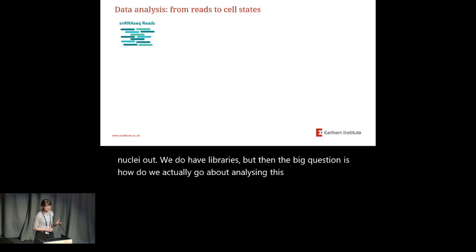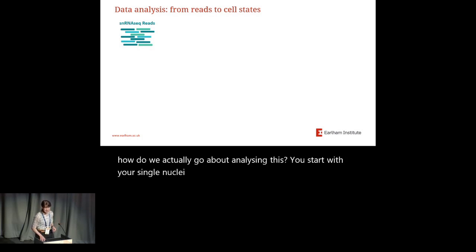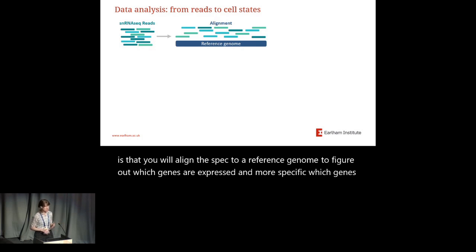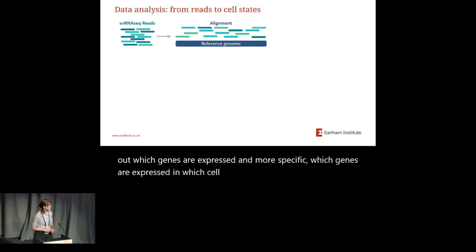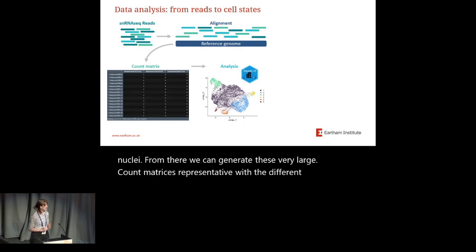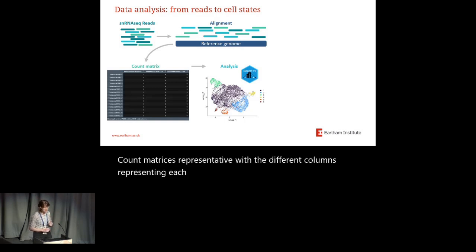You start with your single-nuclei transcriptomic reads, and the first step is to align these back to a reference genome to figure out which genes are expressed, and more specifically, which cell, or in our case, which nuclei, they are expressed in. From there, we can generate very large count matrices, with the columns representing each individual cell detected and the rows representing all of the different genes in your genome.